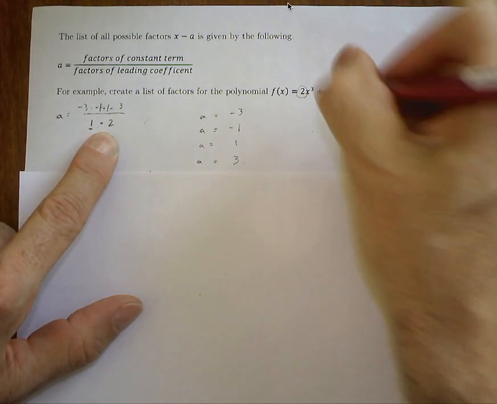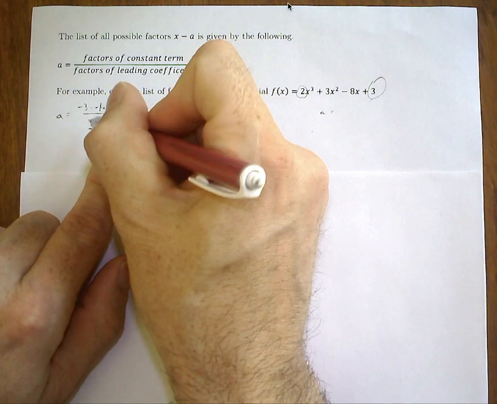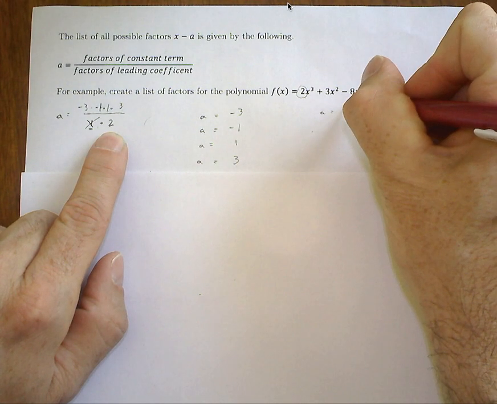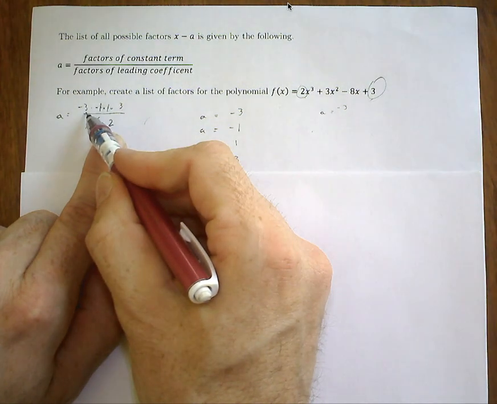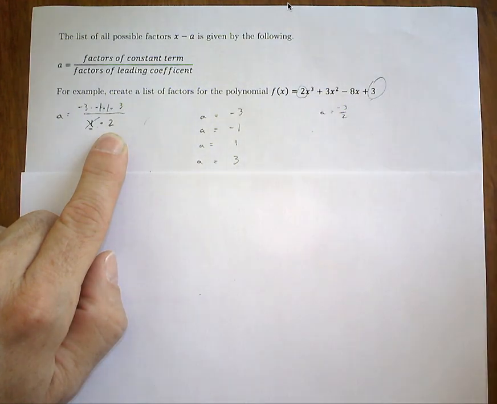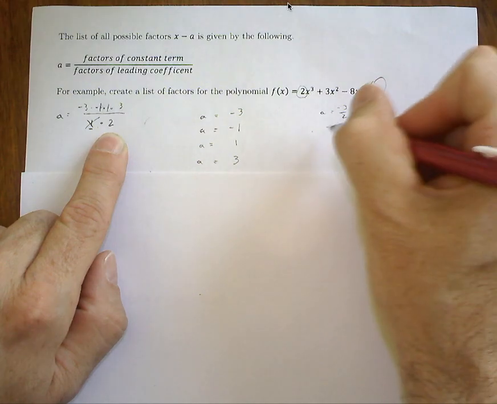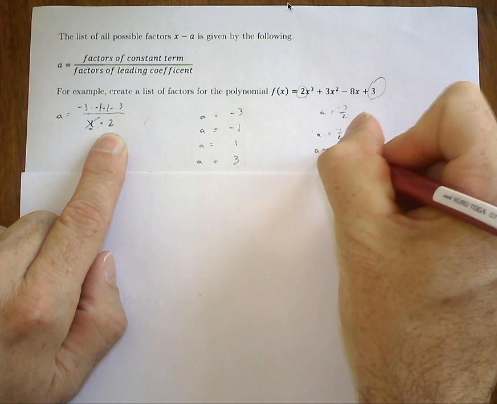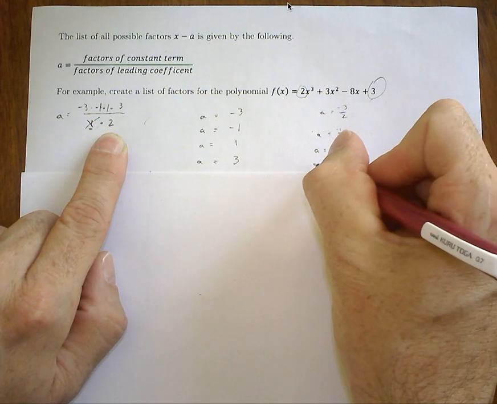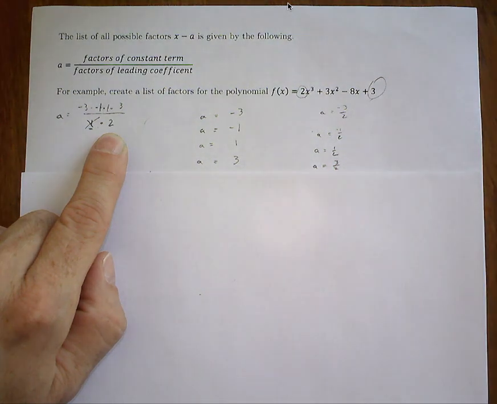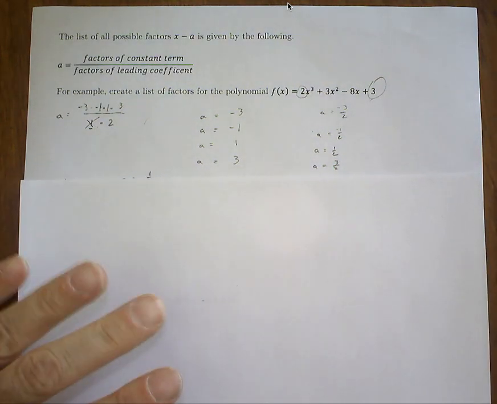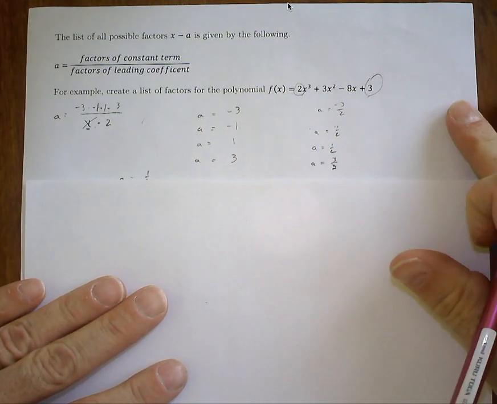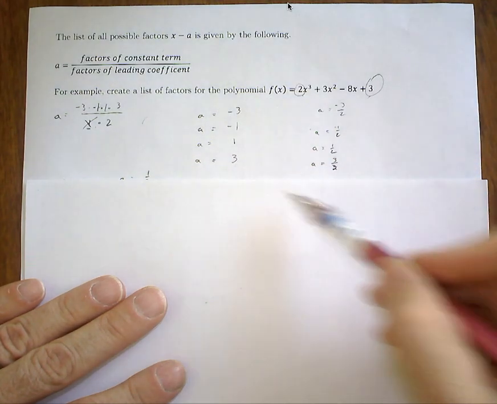Now I'm going to move on to the second one, when my denominator is 2. I'm just going to cross that out, that's off the list. When my denominator is 2, I can have an a value where my numerator is negative 3 divided by 2, so a can be equal to negative 3 over 2. A can be negative 1 over 2. A can be equal to 1 over 2. A can be equal to 3 over 2. So here is a list of all the possible a values.